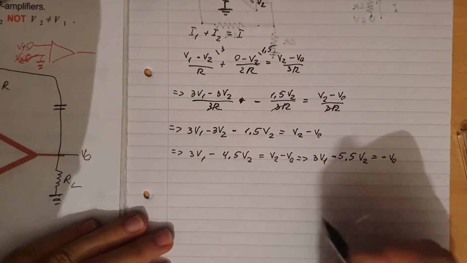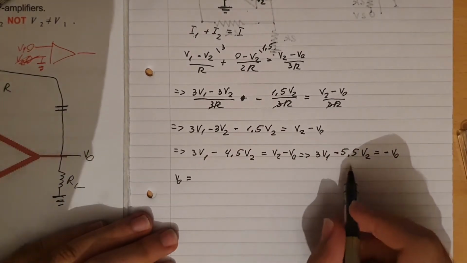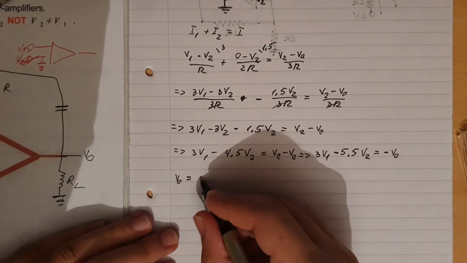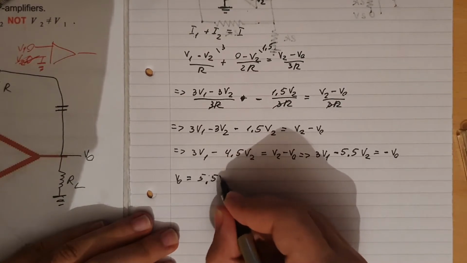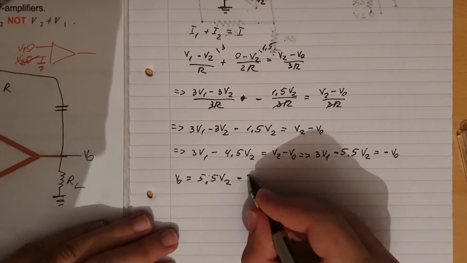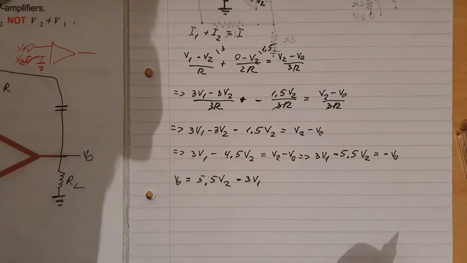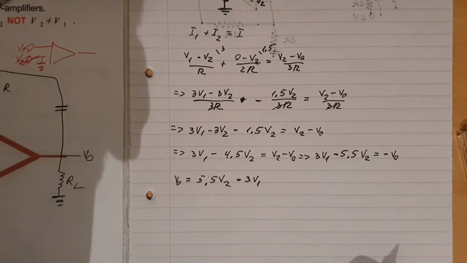Anyway, let's keep going because there was only one more step. So then v out will be equal to, we switch the sign, a positive 5.5 v2 minus 3 v1. Now I got the exact same result as my notes, which is a little bit strange.